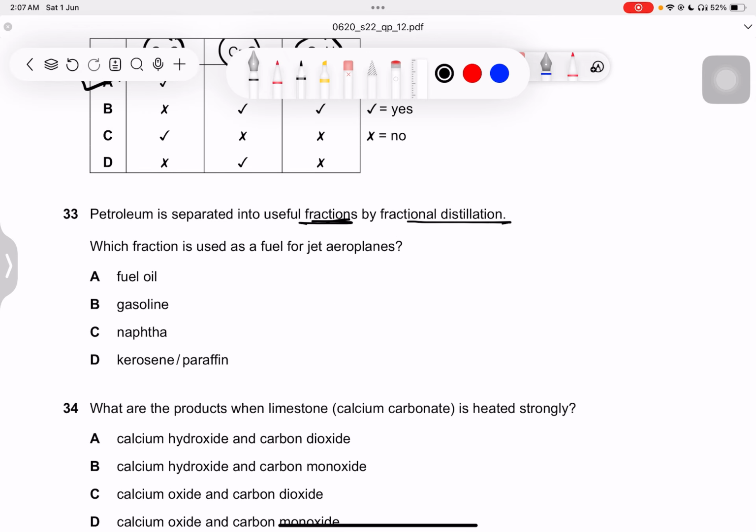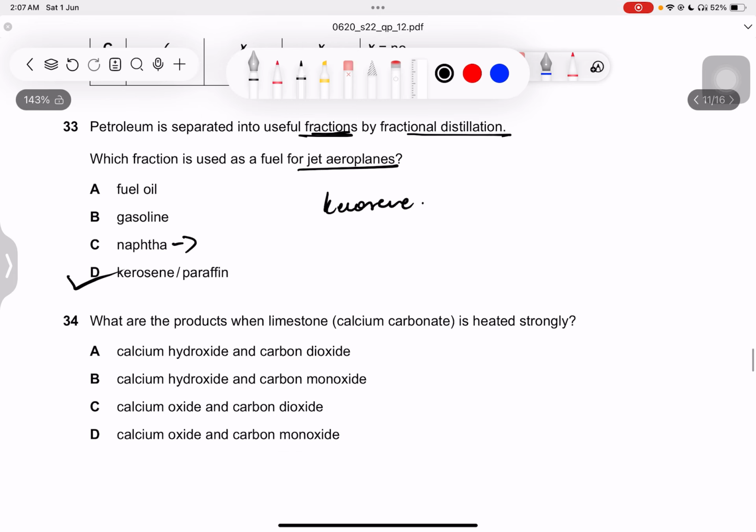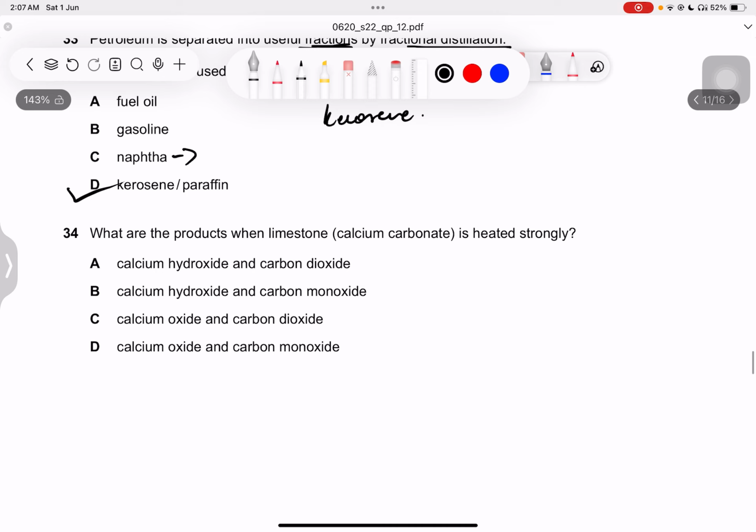Next, petroleum is separated into useful fractions by fractional distillation. Which fraction is used as a fuel for jet aeroplanes? You just have to remember the different uses for the different fractions, which is written in your syllabus. So this is kerosene. 33D. Naphtha is for the chemical industry, and similarly gas oil and fuel oil are used as fuel.